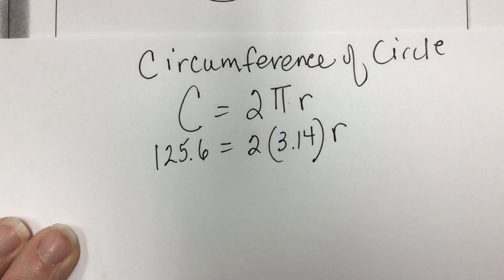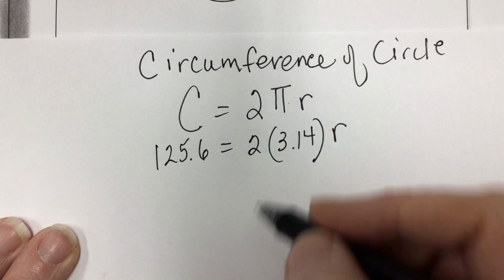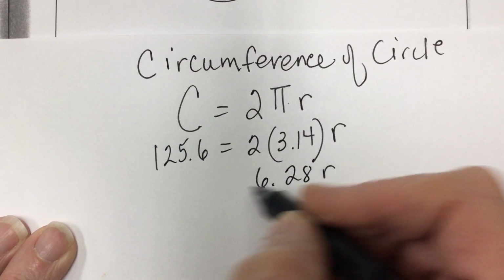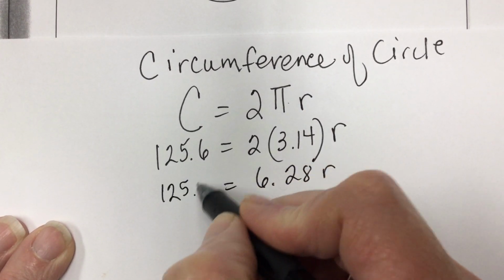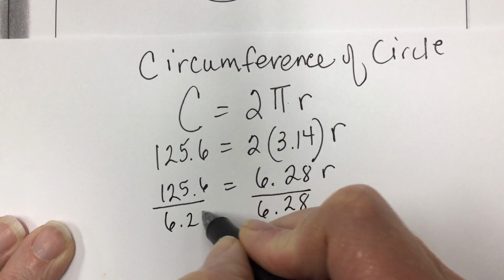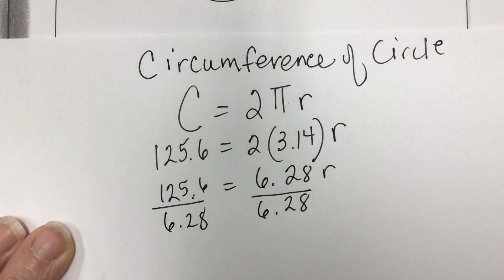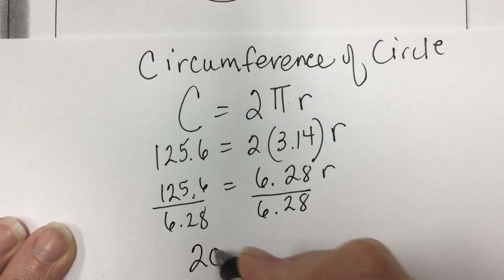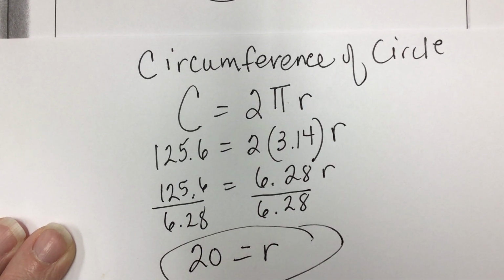So let's multiply first. I have 2 times 3.14 gives you 6.28 times r on the right-hand side. To solve for r, let's divide both sides by 6.28. Dividing both sides by 6.28, 125.6 divided by 6.28, you end up with 20. Therefore, r equals 20. We had to determine the radius in order for us to find the surface area.